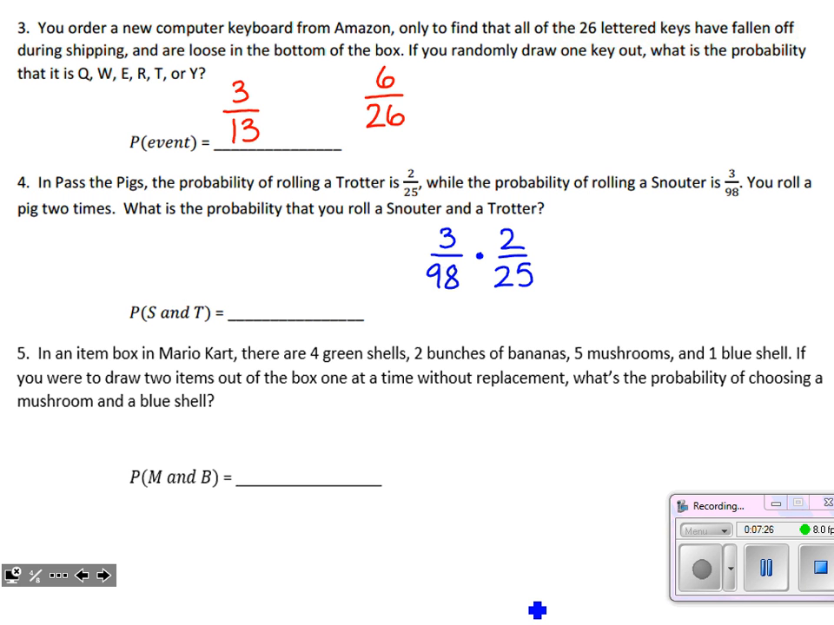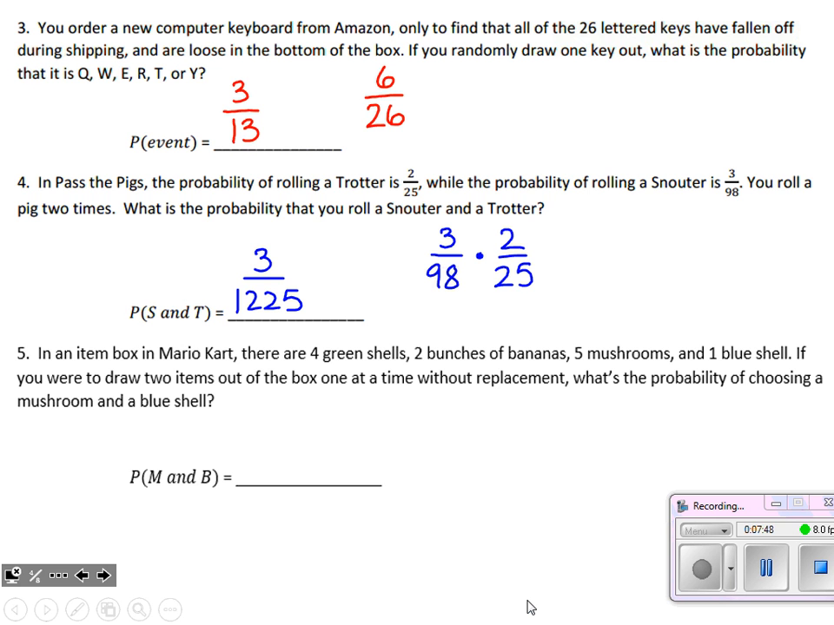And that fraction does simplify. It's 3 over 1225, or a decimal equivalent, 0.0024. But again, I'm just going to stick to the fractions for this review. Just realize that you could have answered with a decimal or a percentage. That's another way of writing probability.